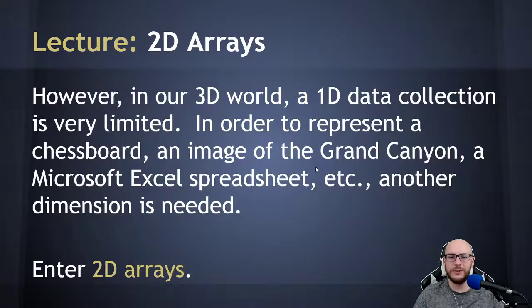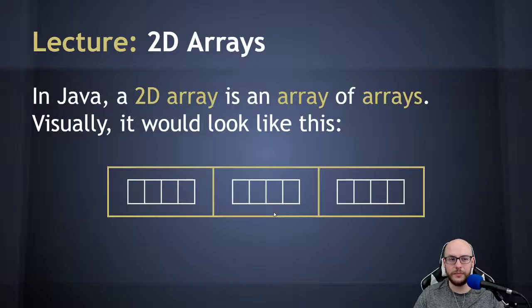However, in our 3D world, a 1D data collection is very limited. In order to represent a chessboard, an image of the Grand Canyon, a Microsoft Excel spreadsheet, etc., another dimension is needed. That's where 2D arrays come in. In Java, a 2D array is an array of arrays.